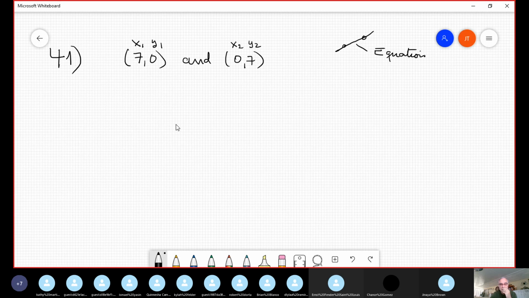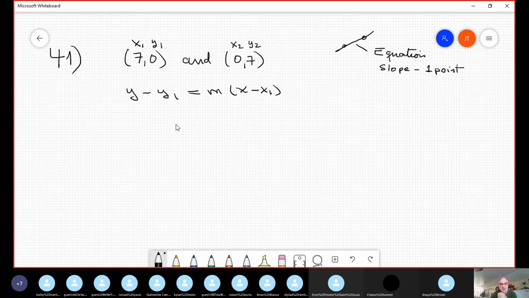But you need the slope. You need the slope and 1 point. And using the famous formula, y minus y1 is equal to m times (x minus x1). The name of this formula is point-slope. So we need 1 point and a slope. So step one, in my opinion, is compute the slope.